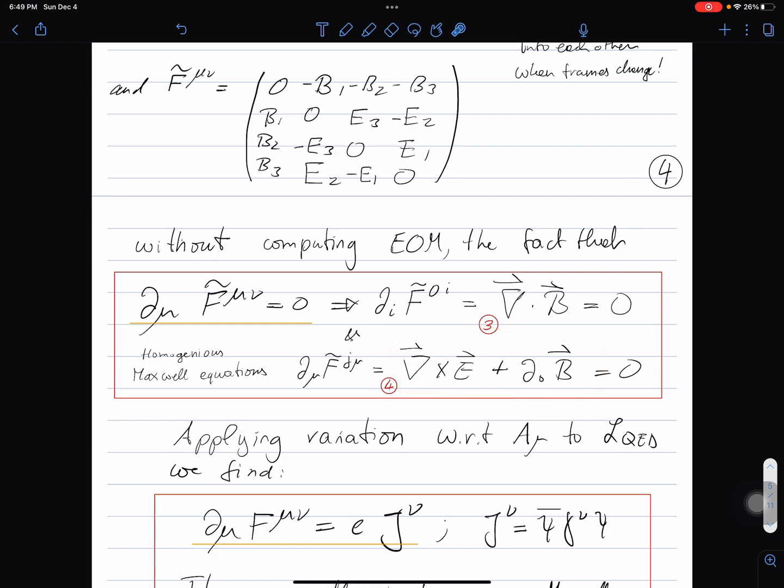So we see the homogeneous Maxwell equations are not even coming from the equations of motion, but just by construction of the dual field strength tensor. They are essentially a consequence of the covariant, fully Lorentz invariant formulation of the electromagnetic field equations that really enforce the homogeneous Maxwell equations on us.